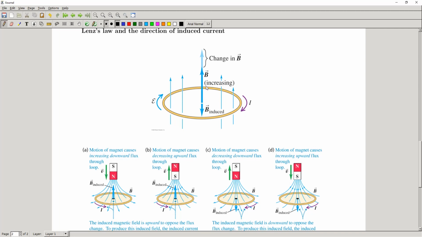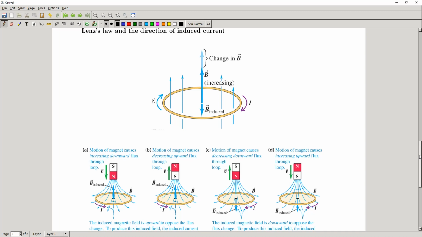We have an increasing magnetic flux going upward through this loop. So we need to produce a current in the loop that's going to produce a changing magnetic field downward that's going to counterbalance, or at least try to counteract, this increasing magnetic flux in the upward direction, right? And so to do that, by the right-hand rule, we have to set up a current running in this direction. So Lenz's law just gives us that direction. And I'm going to mention this later: Lenz's law tells us nothing about the magnitude of these changes. It only tells us about the direction.